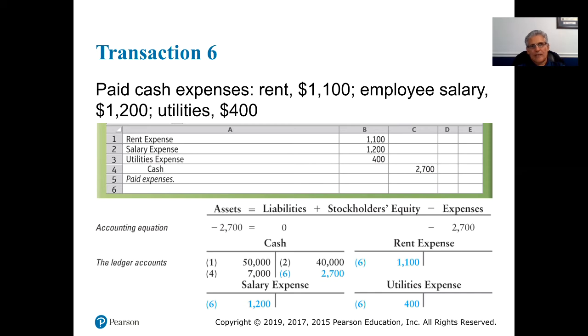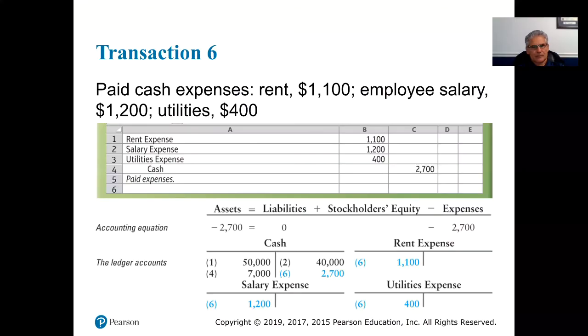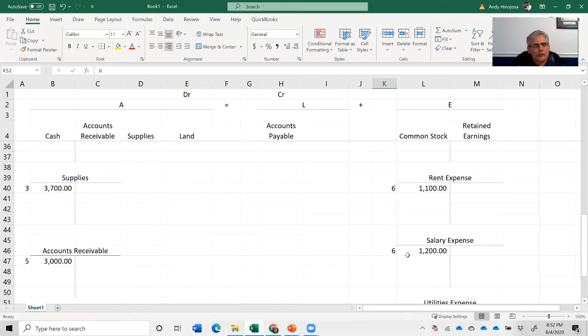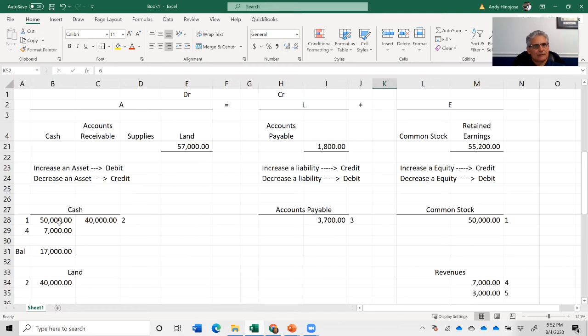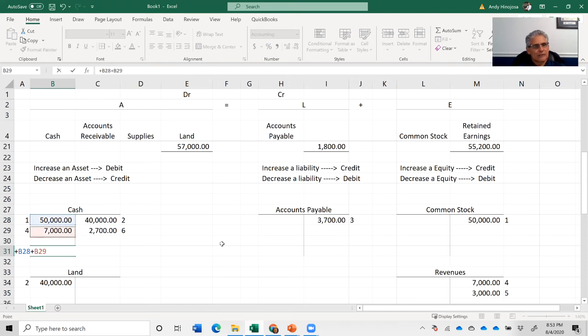So these are transaction number 6. We're going to debit rent expense, debit salary expense, and debit utilities expense. So those are the 3 debits. We're going to credit cash $2,700. We have to update our cash balance here. If we add our debits and subtract our credits, we should end up with $14,300.